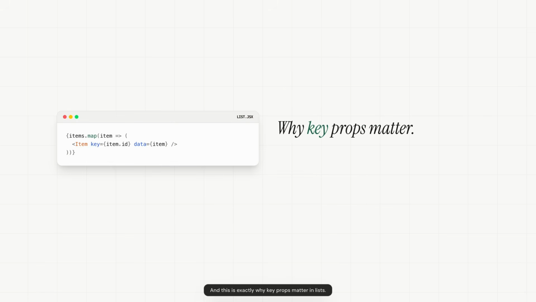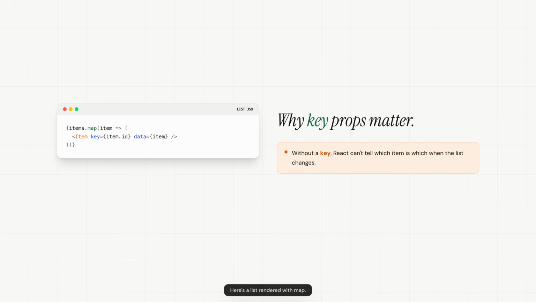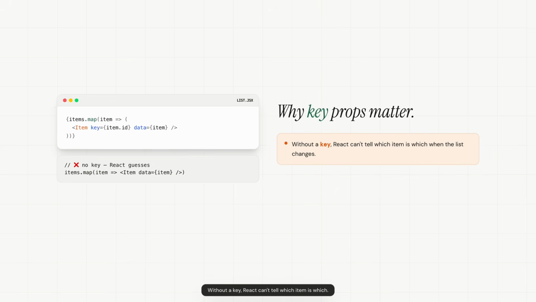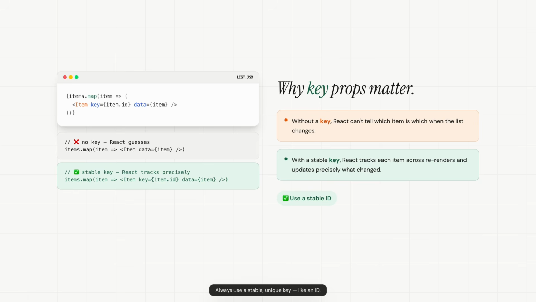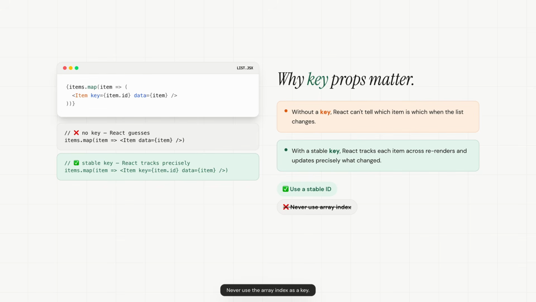And this is exactly why key props matter in lists. Here's a list rendered with map. Without a key, React can't tell which item is which when the list changes. With a stable key, React tracks each item across re-renders and updates precisely what changed. Always use a stable, unique key, like an ID. Never use the array index as a key.